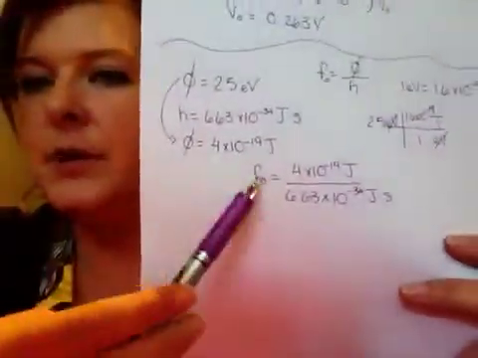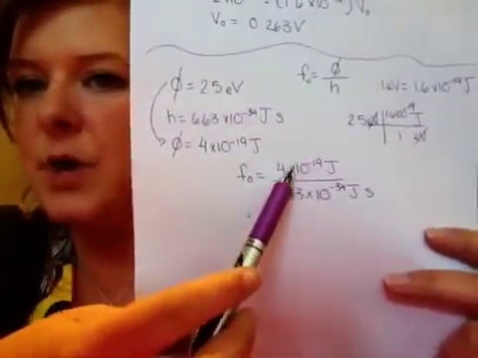So I'm going to take my work function, which was 4 times 10 to the negative 19th. I'm going to divide that by my Planck's constant, which is 6.63 times 10 to the negative 34th, and that's joule seconds. So here's how it should be set up. Frequency is equal to my work over Planck's constant. When we divide them, you should get 6.03 times 10 to the 14th, and let's look at this. Joules are going to cancel.